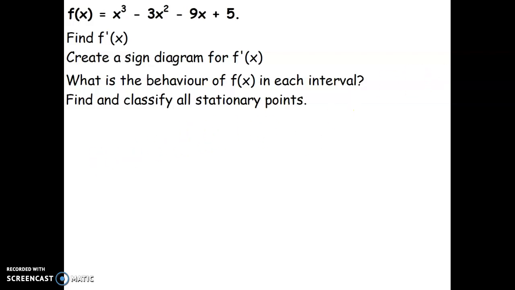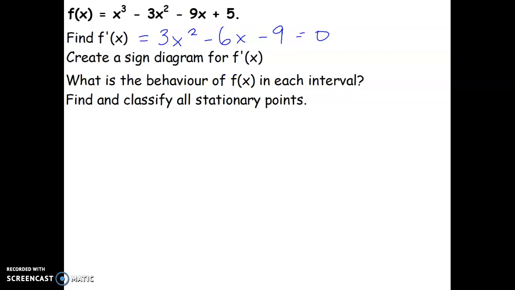Okay, so let's get started. Let's begin by finding the derivative. So the derivative, I'm going to move that 3 down and subtract 1 from the exponent. And I'm going to move that 2 down and subtract 1. All right, and I'm going to set that equal to 0 because in order to create a sign diagram, I need to know the critical numbers. So I'll take my derivative and set it equal to 0.